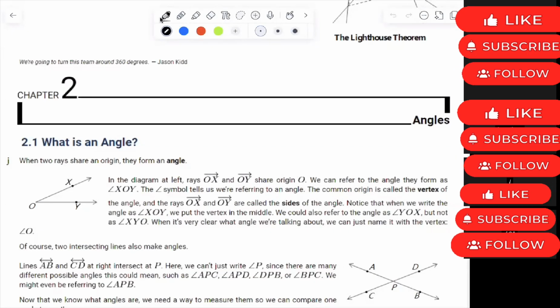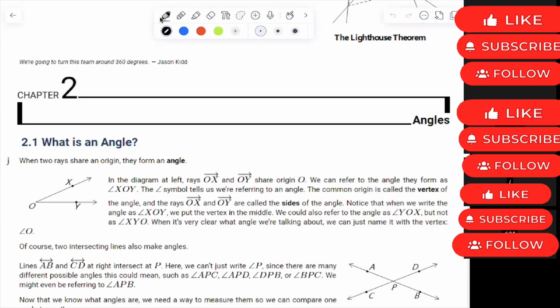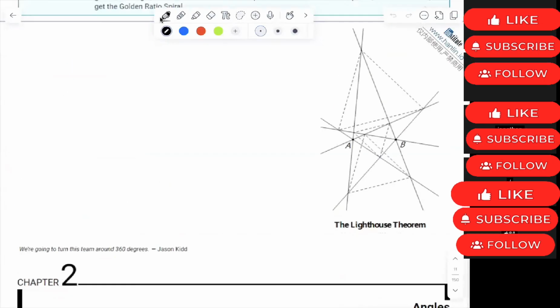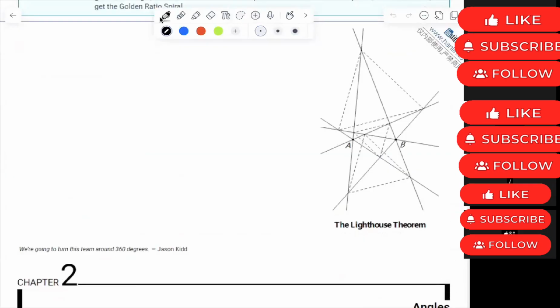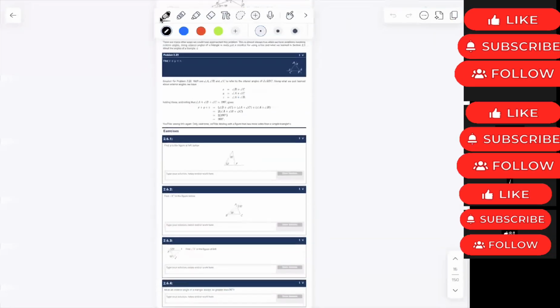Today we're going to go over chapter 2 and get some problems done. Alright, what is this? This is a very important figure at the end of each chapter. You'll later see what it talks about.